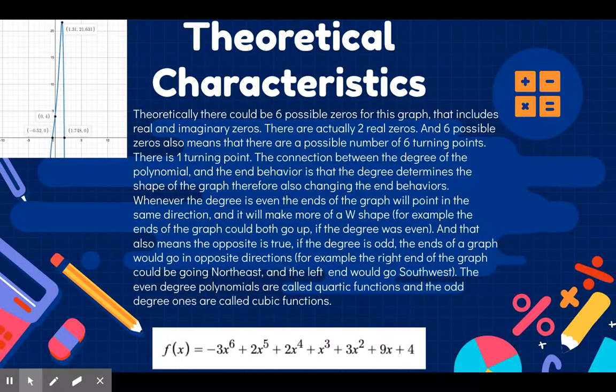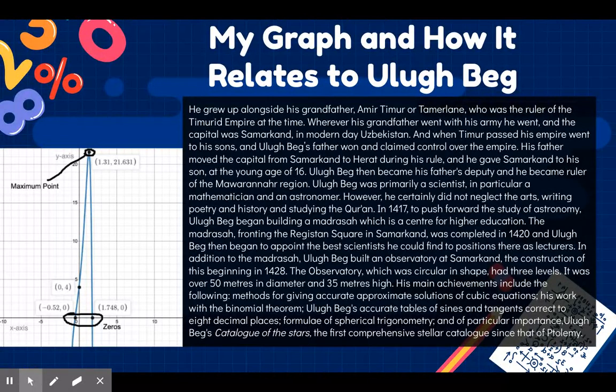The even degree polynomials are called quartic functions, and the odd degree ones are called cubic functions. This is my graph, and I labeled the key parts, and let's see how it relates to Ulugh Beg.